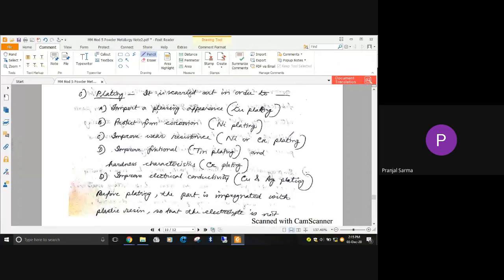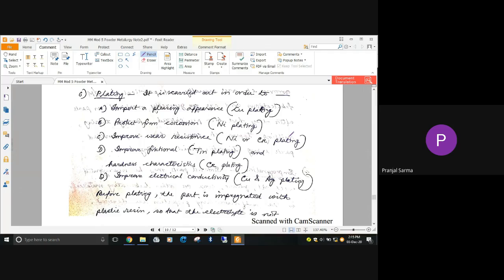Similarly, we can go for some plating operation. Plating operations, I believe all of you have already studied, all those electroplating and so on. That kind of plating occurs. That means a layer of some other material will be plated over that particular part, and that is nothing but plating.